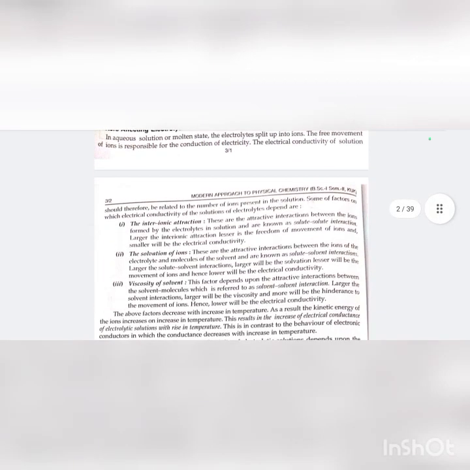Next is factors affecting electrolytic conduction. In aqueous solution or in molten state, the electrolytes split up into ions. The free movement of ions is responsible for the conduction of electricity. The electrical conductivity of the solution should therefore be related to the number of ions present in the solution.